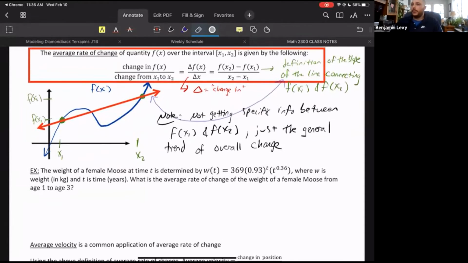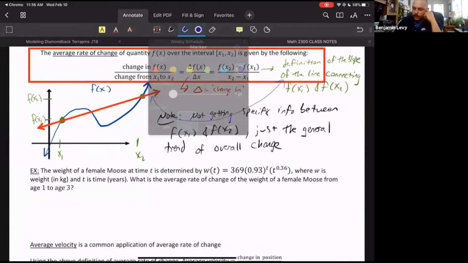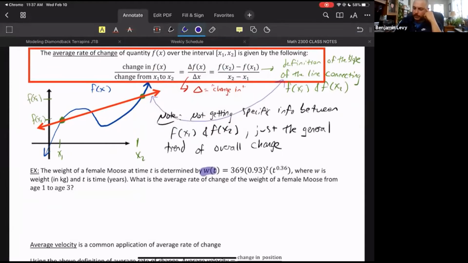So here's an example that's actually implementing what we just did a second ago, but with a function. The weight of a female moose, it says right here, is given by this function, where t is measured in years. So we have a real function to work with. You plug in a t, it tells you the weight of this moose in kilograms.